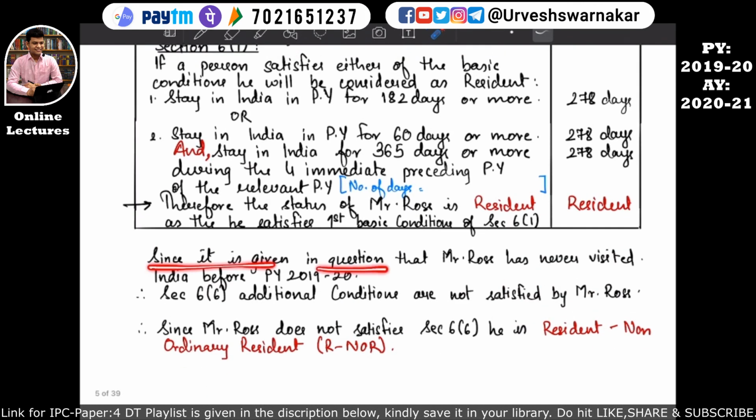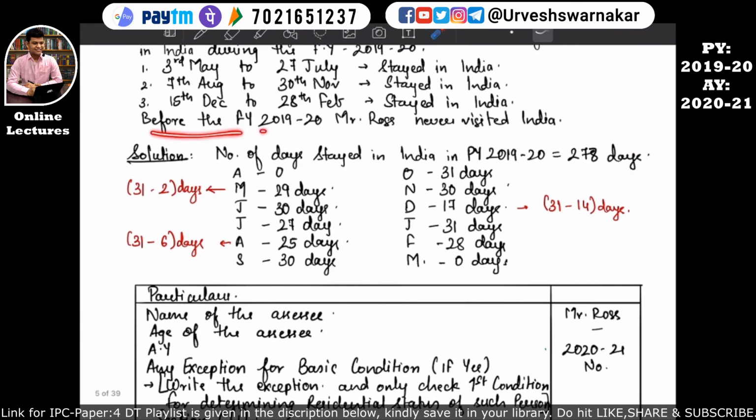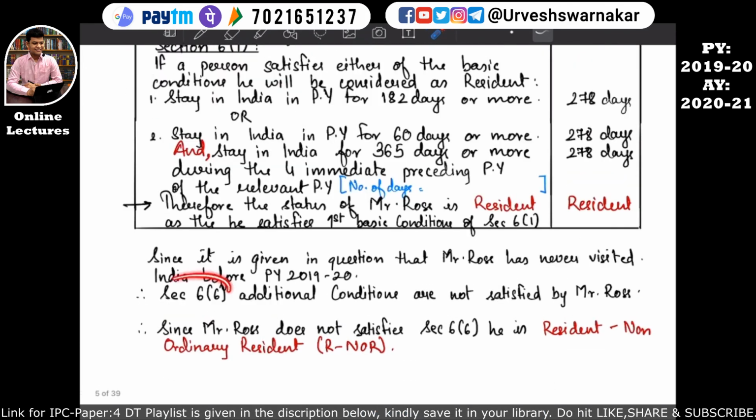Since it is given in the question that Mr. Ross has never visited India before the previous year 2019-20, that means section 6 subsection 6, that is the additional conditions, are not satisfied by Mr. Ross. Therefore, since Mr. Ross does not satisfy section 6 subsection 6, he is a resident but not ordinarily resident in India. I hope this is quite clear to you.